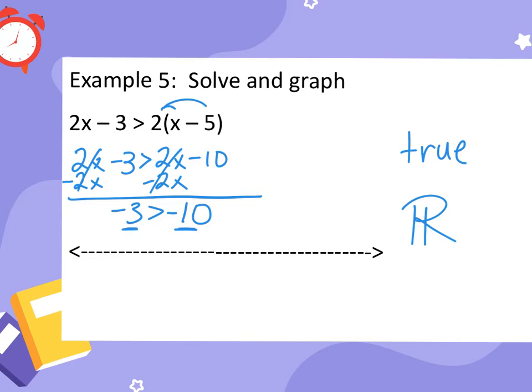It's all real numbers. And if I were to graph in all real numbers, it's actually just going to be a straight line going to infinity in both directions. So -infinity to infinity. Okay? Questions on that one?